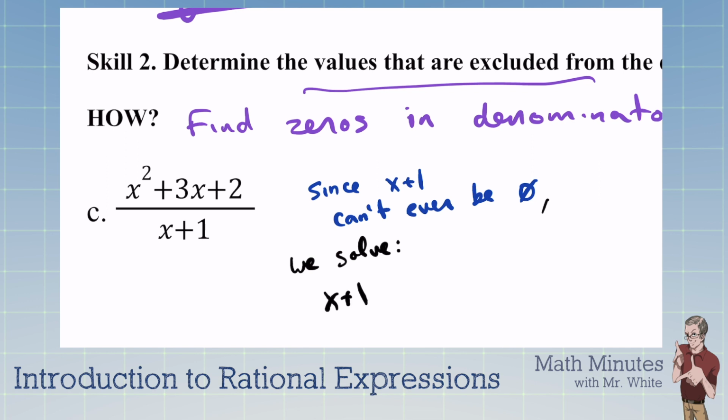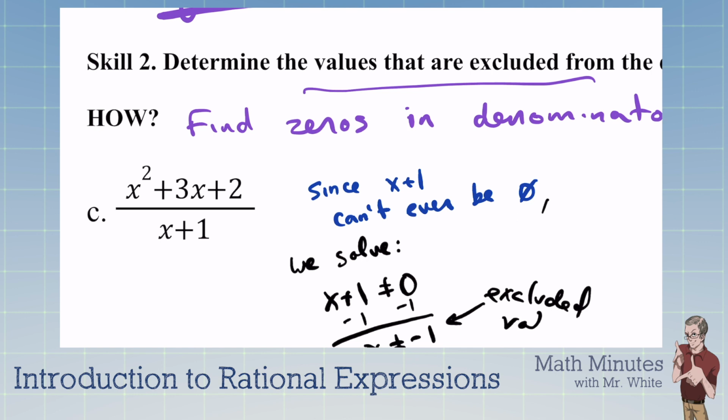X plus 1 is not allowed to be 0. I like to put that "not allowed to be." That kind of drives it home, right? Minus 1. X is not allowed to be negative 1. So this is called the excluded value. So we just found a value. It's the number negative 1. That's the excluded value here. We don't even have to turn our attention or look at that numerator at all. It doesn't matter. We only look at the denominator.